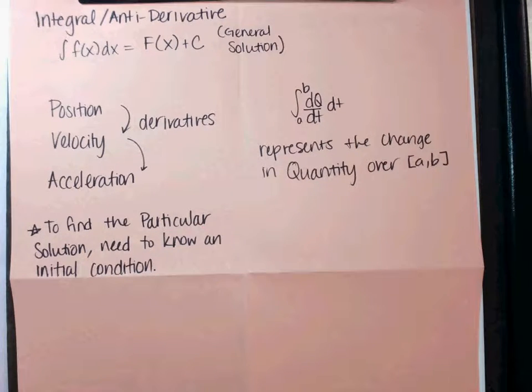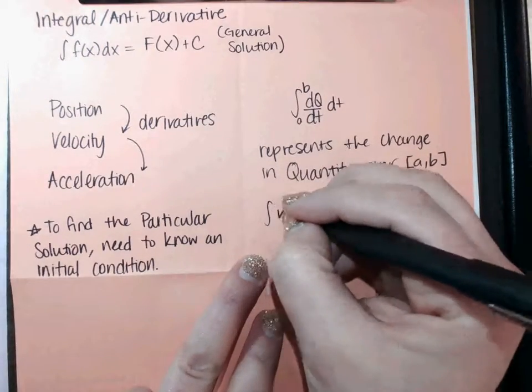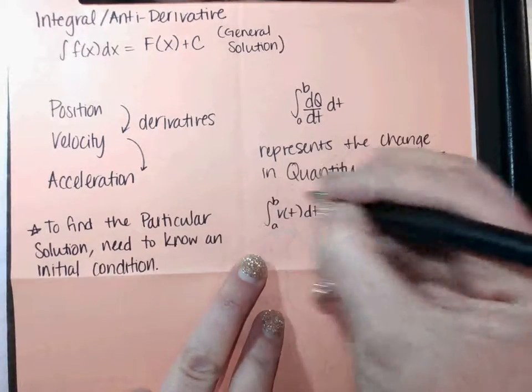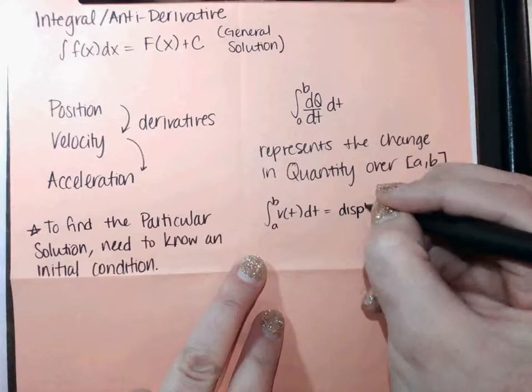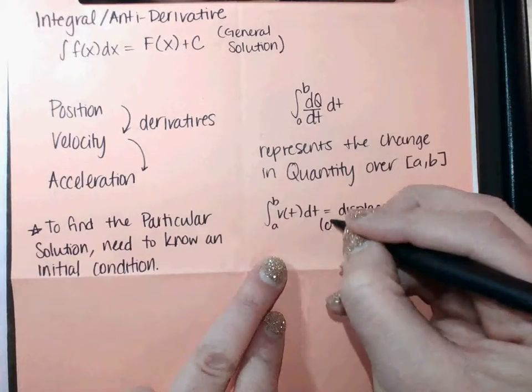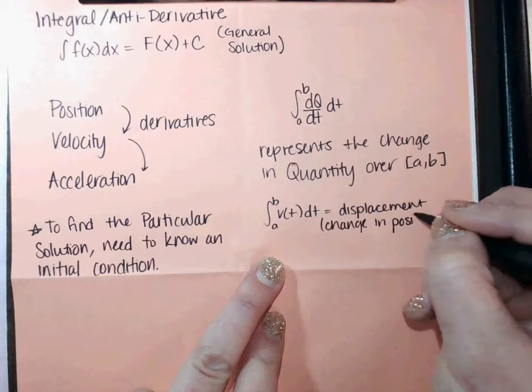We're going to do two specific ones because they have a lot to do with position and velocity. Those are the only two, though, that we're going to talk about. Okay, if you integrate velocity, remember that from A to B, that is the displacement. Okay, you can put in parentheses, that's the change in position.